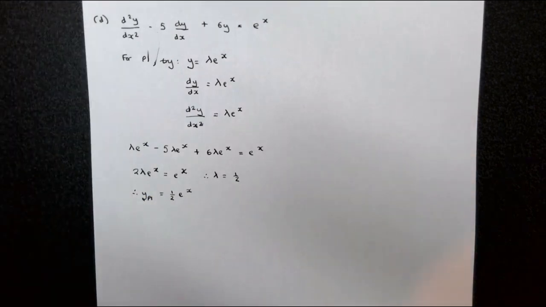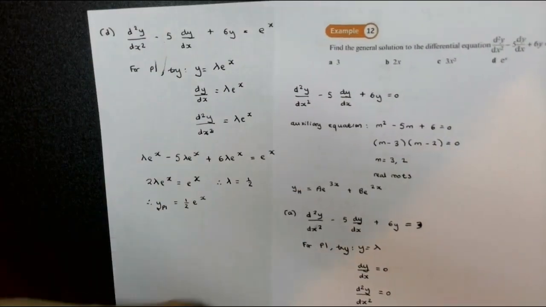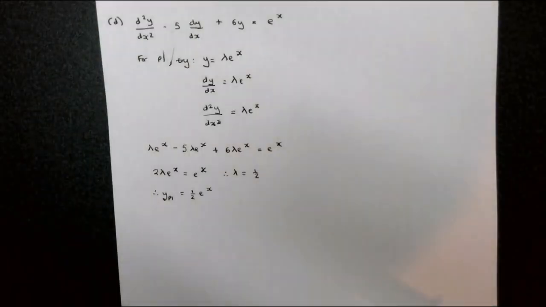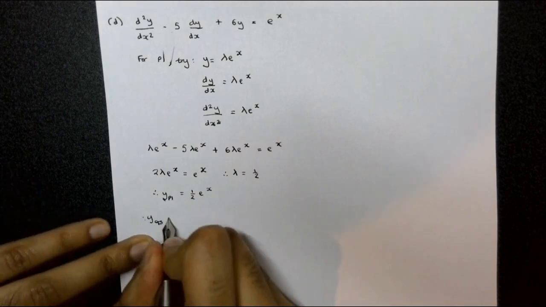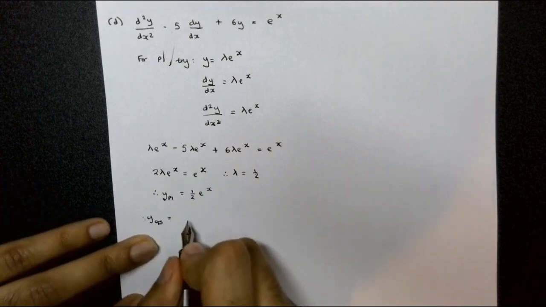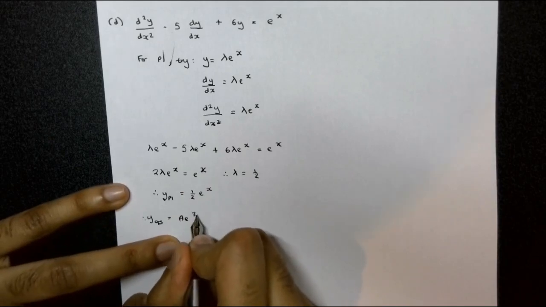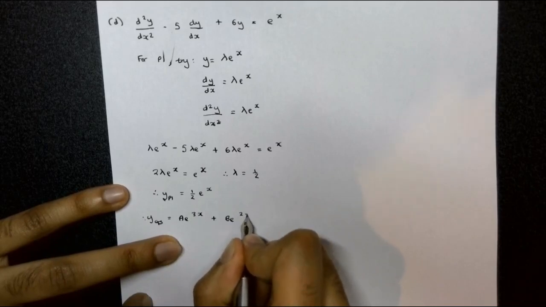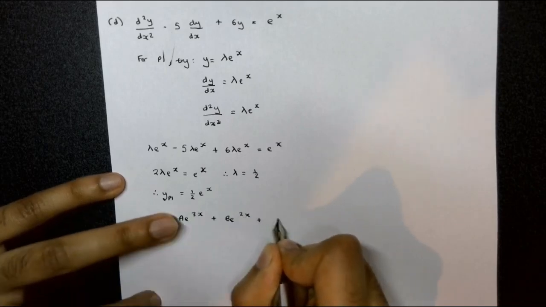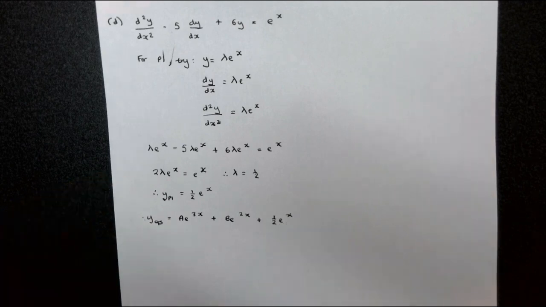Now you'll recall for our homogeneous complementary function we have a e to the 3x plus b e to the 2x. So therefore our general solution y gs, this is the sum of the complementary function a e to the 3x plus b e to the 2x plus the particular integral 1/2 e to the x.